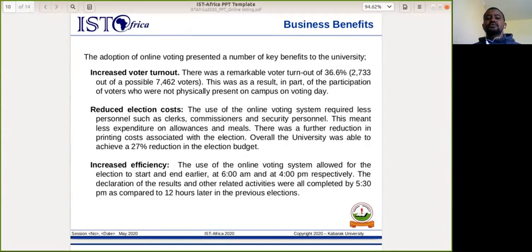We also managed to increase the efficiency of the election. This time, we were able to open the election earlier at 6 in the morning because it was online. We were able to close at 4, release the results and conclude by 5:30 in the evening. Just as background, the previous elections concluded at 6 and counted until 6 the next morning. So being able to conclude by 6 o'clock of the election day is a major gain for the process.